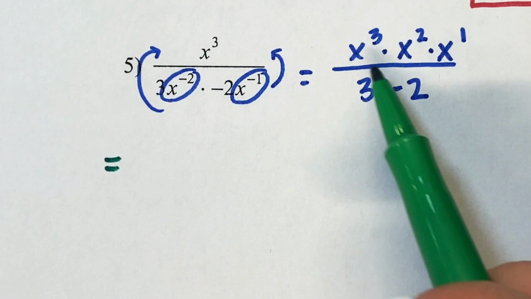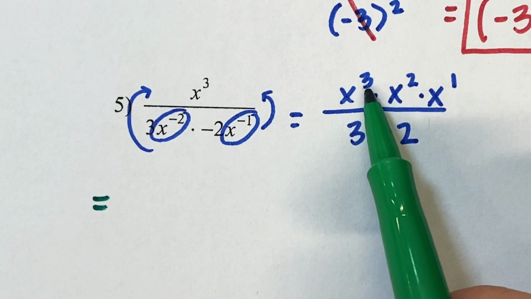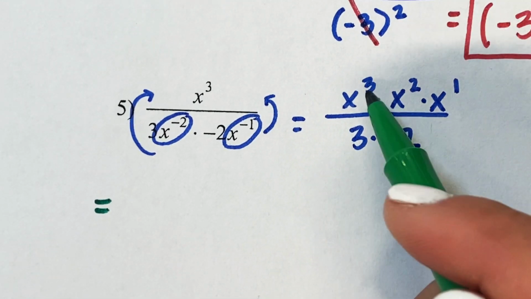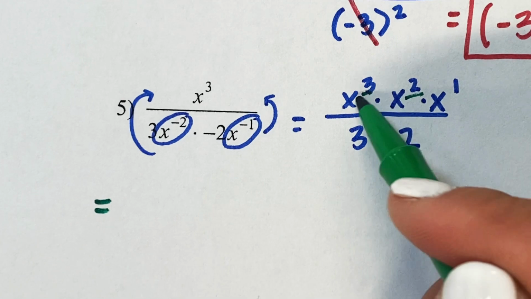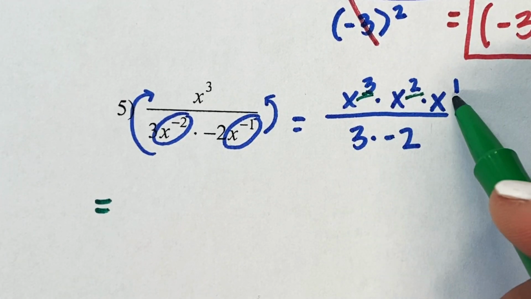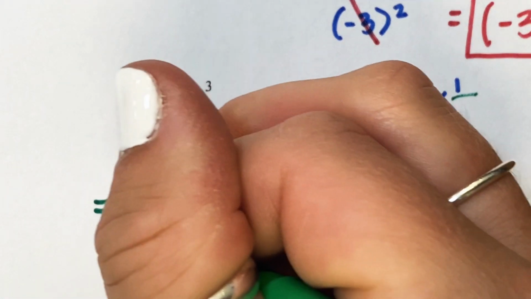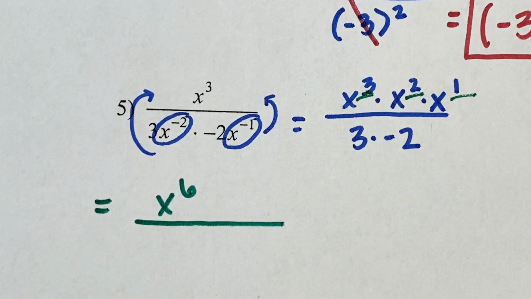So I see a product rule on top, right? They're all being multiplied. So think product rule, we are adding the exponents. Okay, so I have 3 right here. Plus 2 is going to give you what? 3 plus 2 is 5. 5 plus another 1 is how many? 6. So we have x to the 6th power on top.